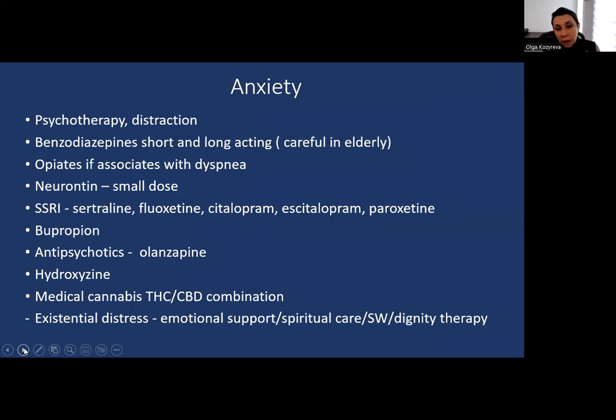Interestingly enough, we use a lot of antipsychotics. In the past, we used a lot of Haldol in small doses. Now we have an atypical antipsychotic called olanzapine. I don't know if it's available in Ukraine, but it's a good, safe medication. It exists in liquid form and can be given under the tongue. It's a great medication for anxiety. It's great for nausea, and it also increases appetite and weight.